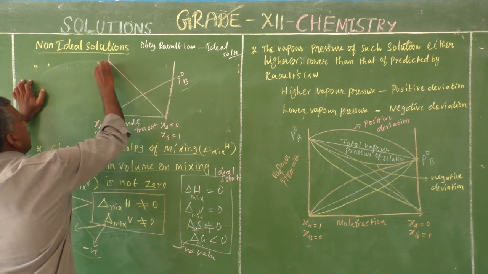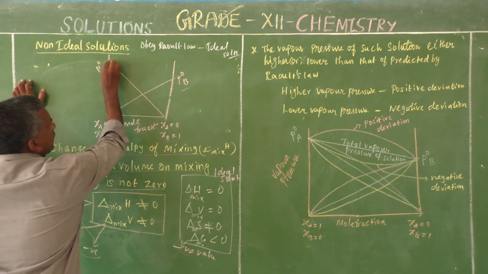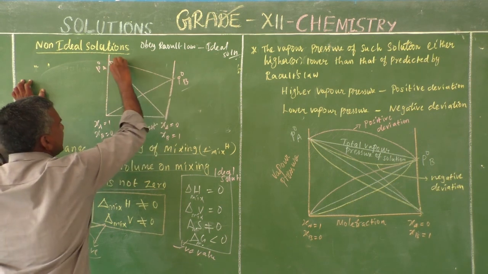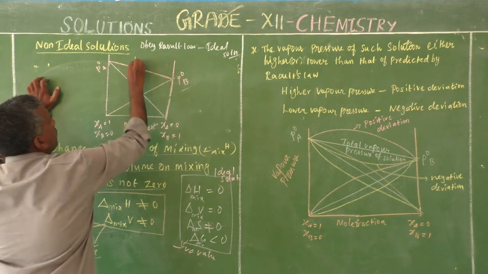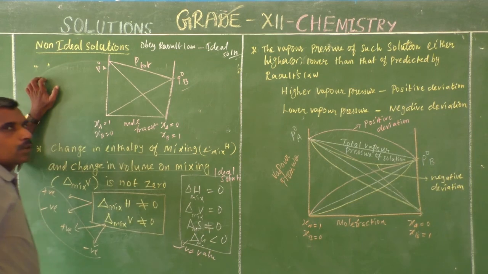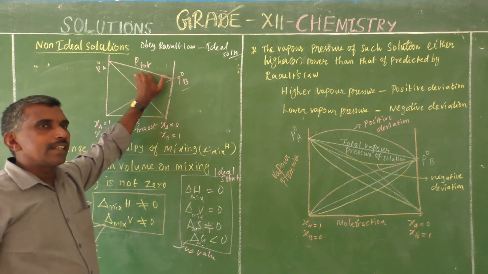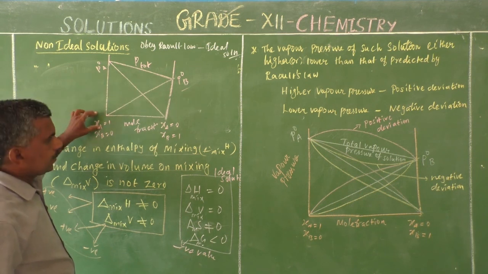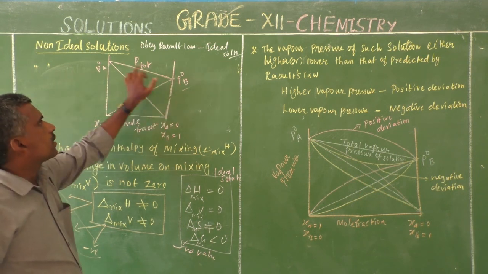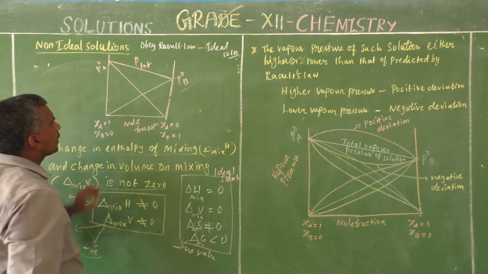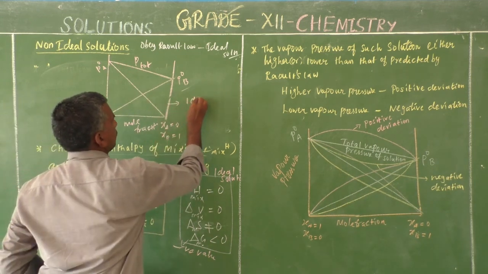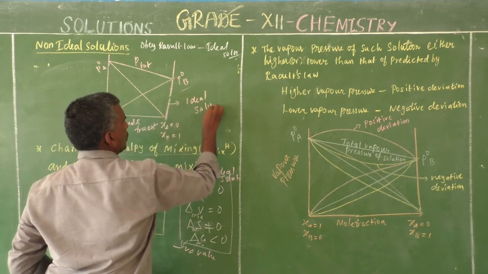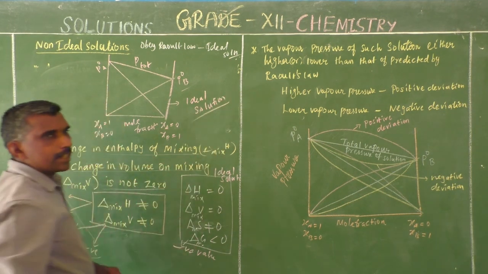This is component A. This is the total pressure, a linear graph. This is component B. This is the ideal solution graph.